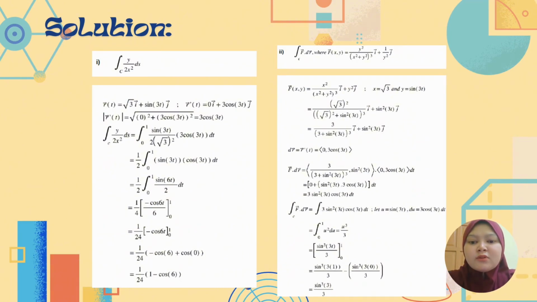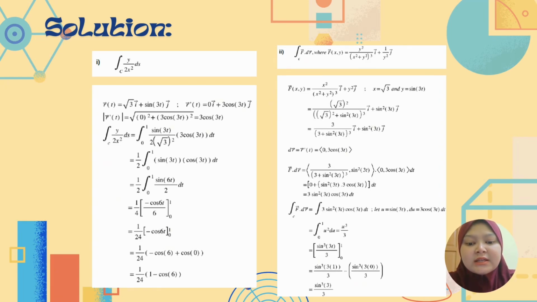First, we have to know the function r. After that, we differentiate to get r prime. Then we find the magnitude of r prime, which here is 3 cos 3t. Then we substitute into the integral of y over 2x squared ds, where we get the integral from 0 to 1 of sin 3t over 2 times sec squared 3t times 3 cos 3t dt.